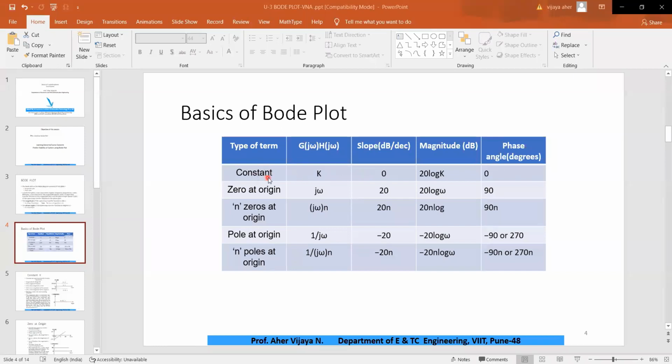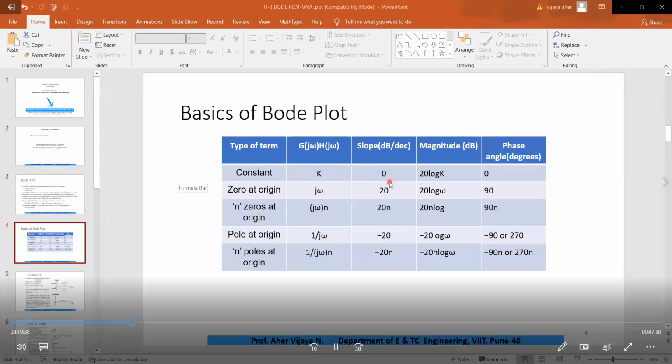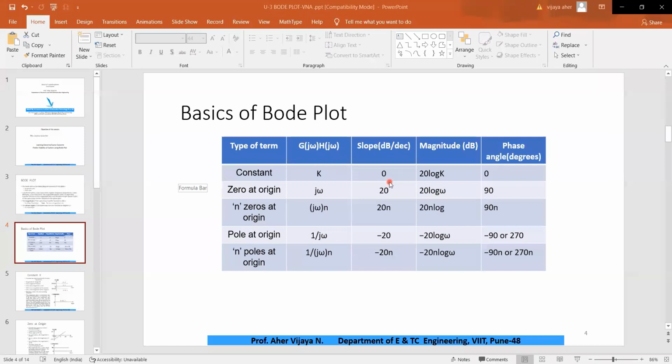So for constant, magnitude is equal to K. Slope of that constant is equal to 0, because what is the equation? The equation is 20 log of K to the base 10. So this is the equation for magnitude. What is the slope? Slope is equal to 0. And what is the phase angle? Phase angle is also 0 degree.